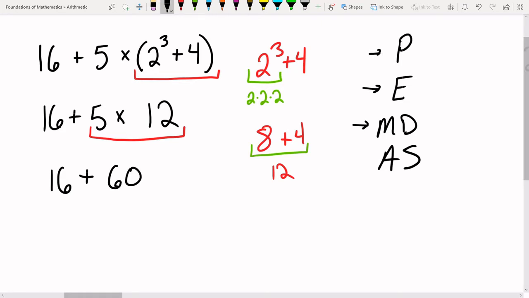And now we're done with multiplication and division. So we move on to addition and subtraction, and of course, that's the only thing remaining. 16 plus 60 is 76. So using order of operations, we should get 76 no matter who does it.